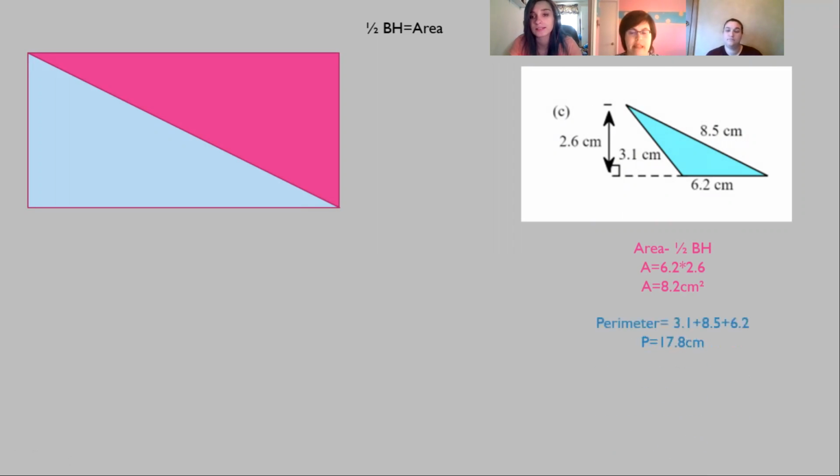Perimeter, once again, we're just going to simply add up all of our sides. So we're going to ignore this 2.6. We don't need it now. It's irrelevant. So we're going to do 3.1, 6.2, and 8.5. We're going to get 17.8 centimeters.